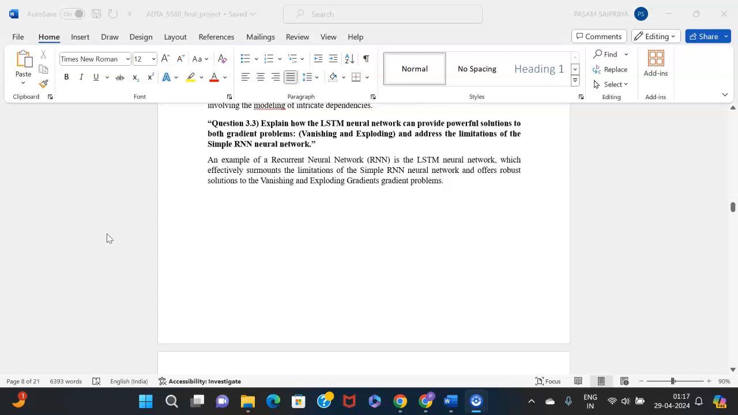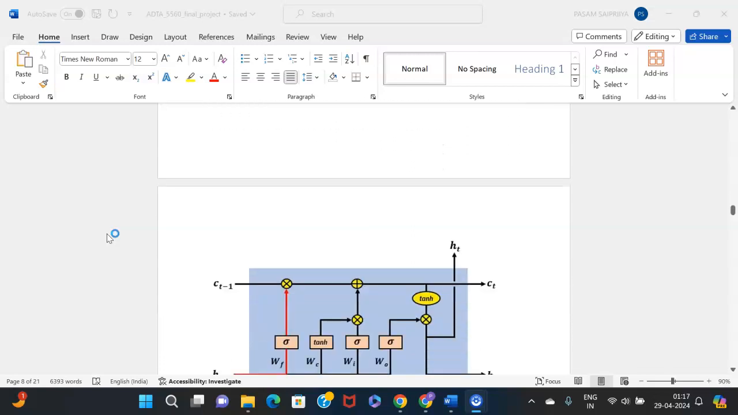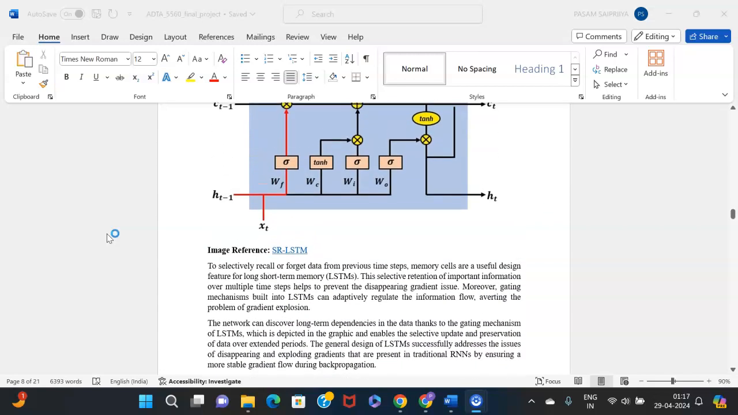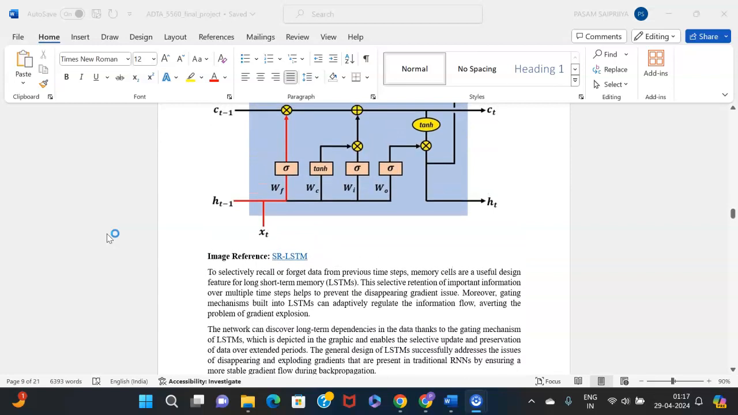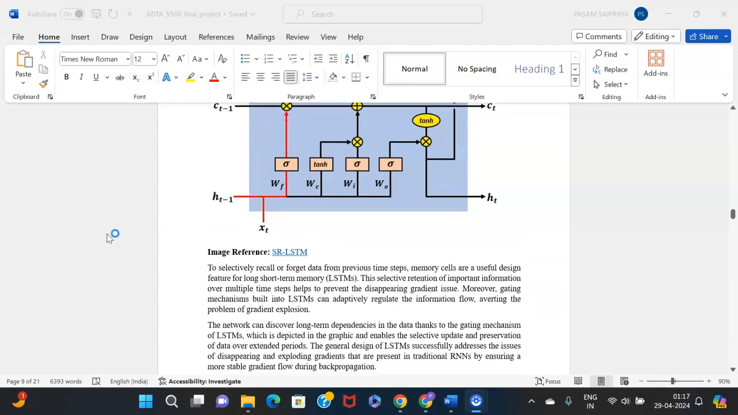Explain how the LSTM neural network can provide powerful solutions to both gradient problems, vanishing and exploding, and address the limitations of the simple RNN neural network. An example of an RNN is the LSTM neural network, which effectively surmounts the limitations of the simple RNN neural network and offers robust solutions to the vanishing and exploding gradient problems. This is the diagram of the LSTM.